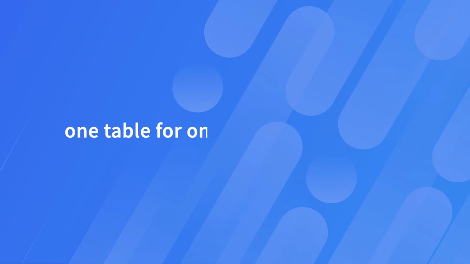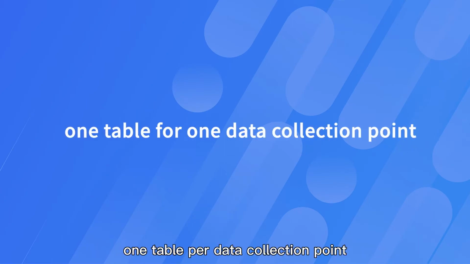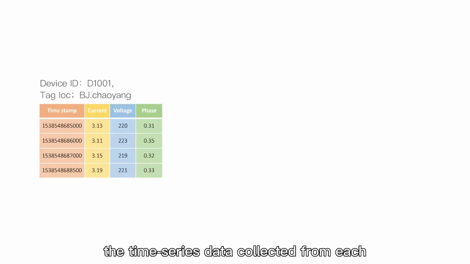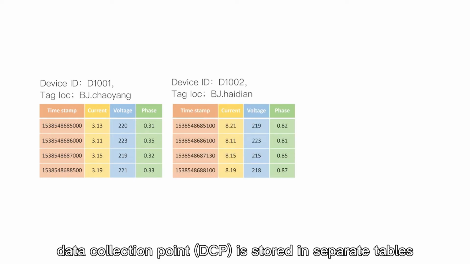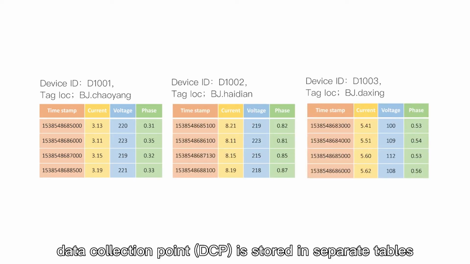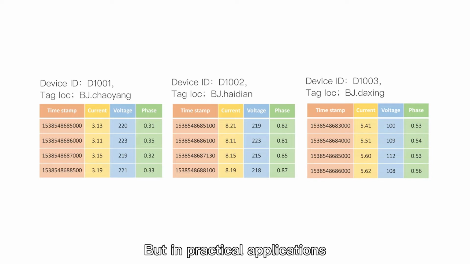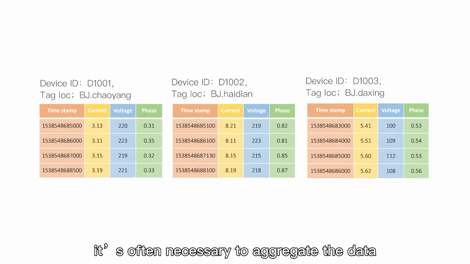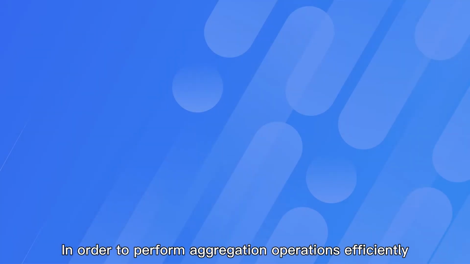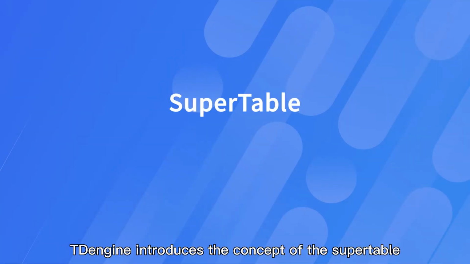The core design idea of TDengine is to create one table per data collection point. The time series data collected from each data collection point, DCP, is stored in separate tables. But in practical applications, it's often necessary to aggregate the data from different DCPs. In order to perform aggregation operations efficiently, TDengine introduces the concept of the supertable.